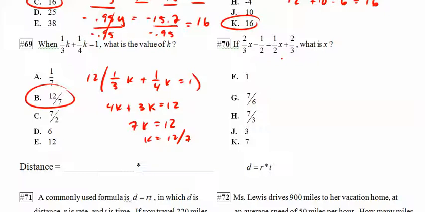Over here, I'd multiply by 6. Again, I multiply everything by 6. So I get 4x minus 3 equals 3x plus 4, x equals 7.